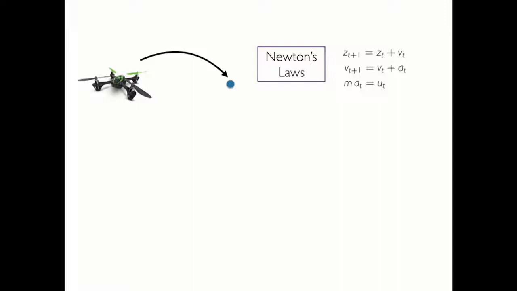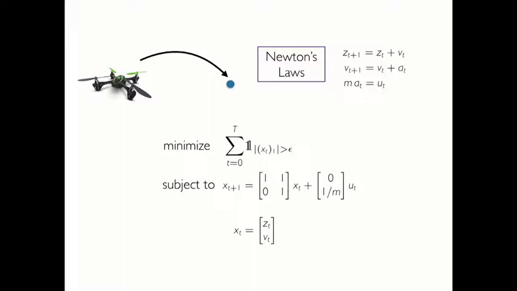We can combine these together and get an optimization problem. The optimization problem is now governed by the dynamics. I here have stacked the state to be the position and the velocity. And the goal will be to minimize, essentially you'll pay a cost of one if you're not at the target, and you pay a cost of zero if you are at the target.